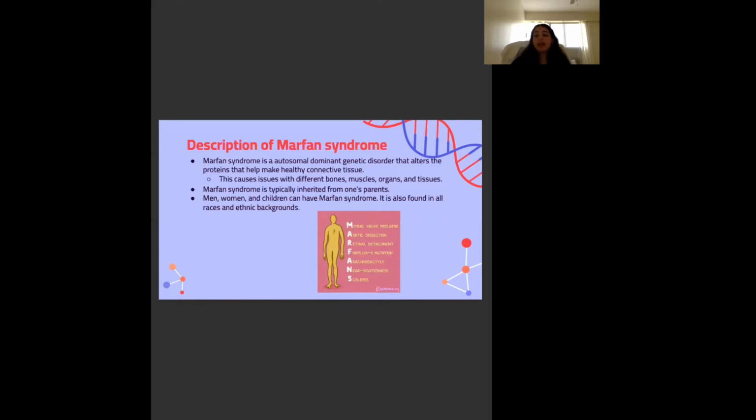It is typically inherited from one's parents and is an autosomal dominant genetic disorder. It can affect men, women, and children equally, and it can be found in all races and ethnic backgrounds. And as I stated earlier, some of the complications are mitral valve prolapse, aortic dissection, retinal detachment, fibrillin 1 mutation, arachnodactyly, nearsightedness, and scoliosis.